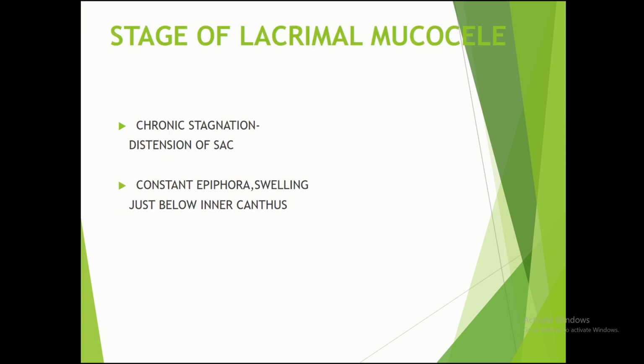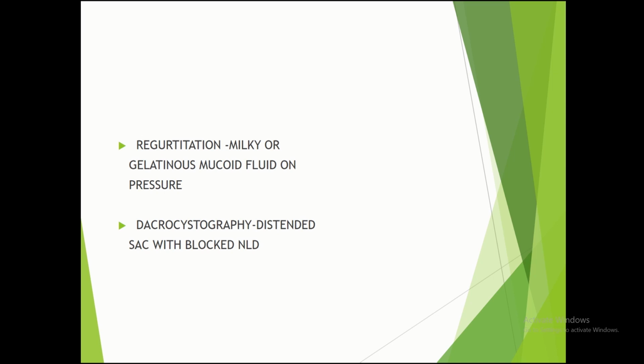Next we move on to the stage of lacrimal mucocele. Here there is a chronic stagnation with distension of the sac, and there will be constant epiphora with the swelling below the inner canthus. When you do a syringing, you will have regurgitation of milky or gelatinous mucoid fluid on pressure. When you do either the Regurgitation test or syringing, you can get this. Dacryocystography shows a distended sac with the blocked nasolacrimal duct.